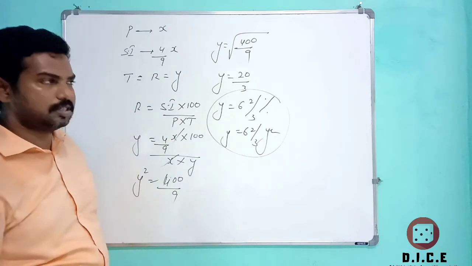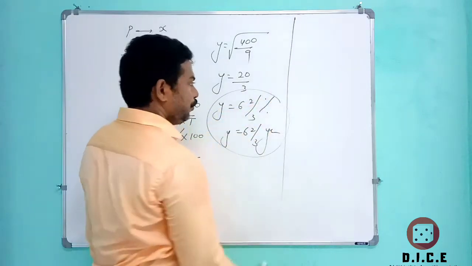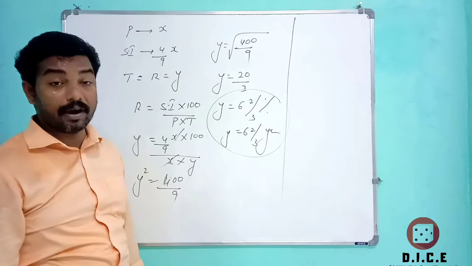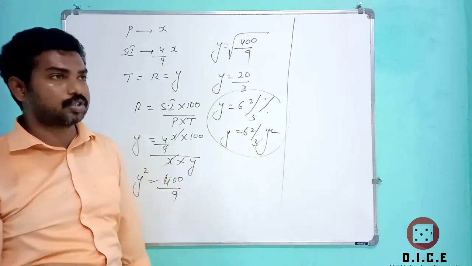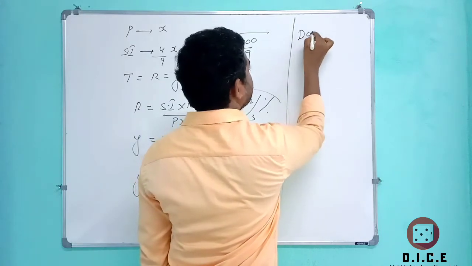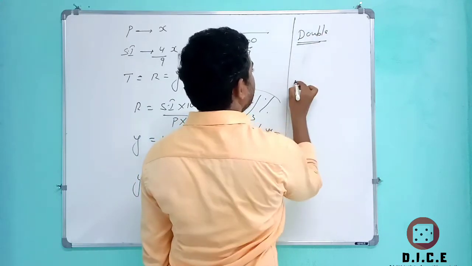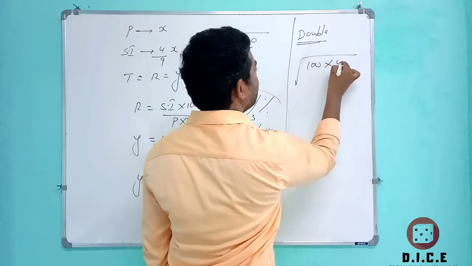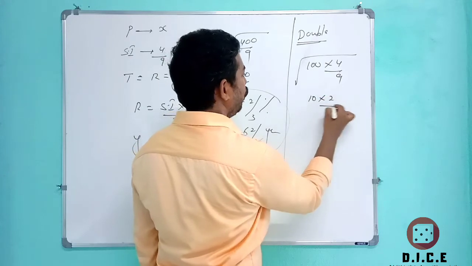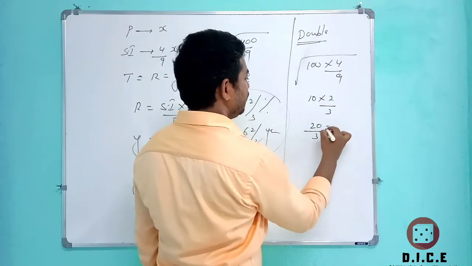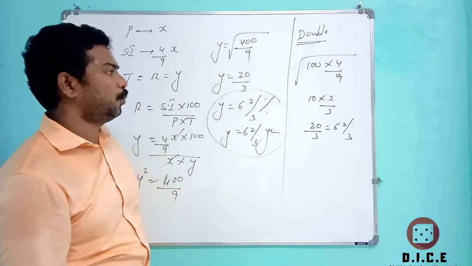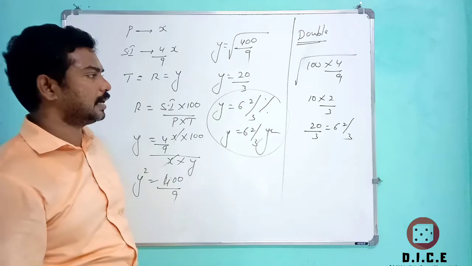Obviously it takes time, just forget all these things. If you find a word like time is equal to rate percentage in the question, and also the word like double, directly root over 100 into the given format, that is nothing but 10 2 by 3, 20 by 3 is nothing but 6 2 by 3. The right answer is 6 2 by 3. Time is 6 2 by 3 years and percentage also.